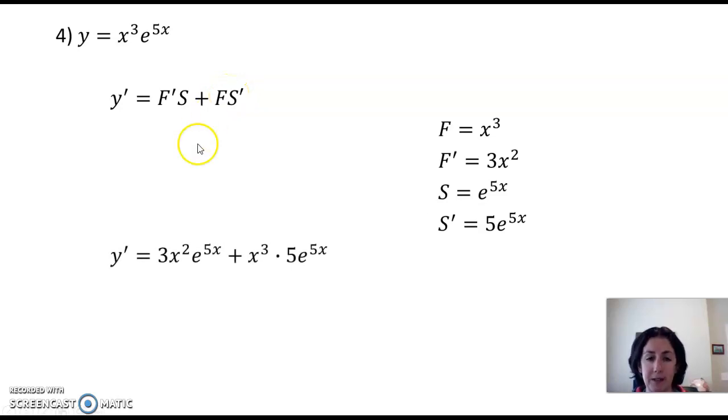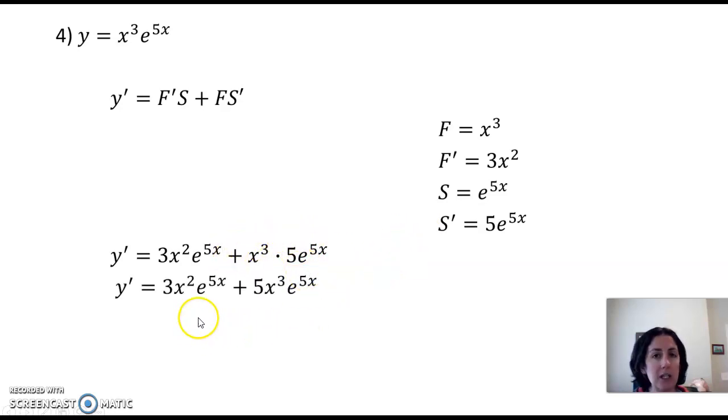Now we'll simplify this a little bit. Typically we'll pull that 5 out front here. And then what a lot of people will do is they'll actually pull out that greatest common factor. Notice there's an x squared and an x cubed, so they both have x squared, and e to the 5x and e to the 5x. So the greatest common factor here is x squared e to the 5x. And when I pull that out, I'm left with 3 plus 5x.